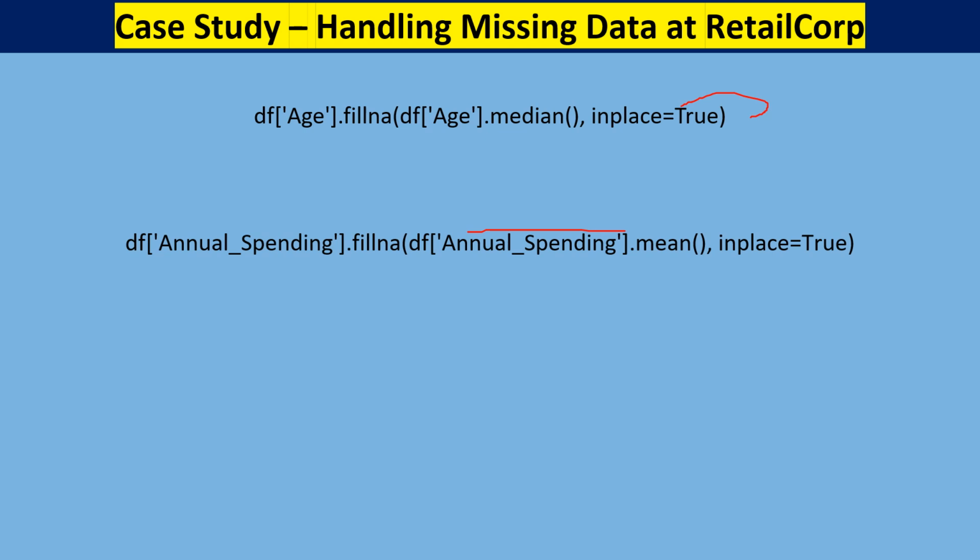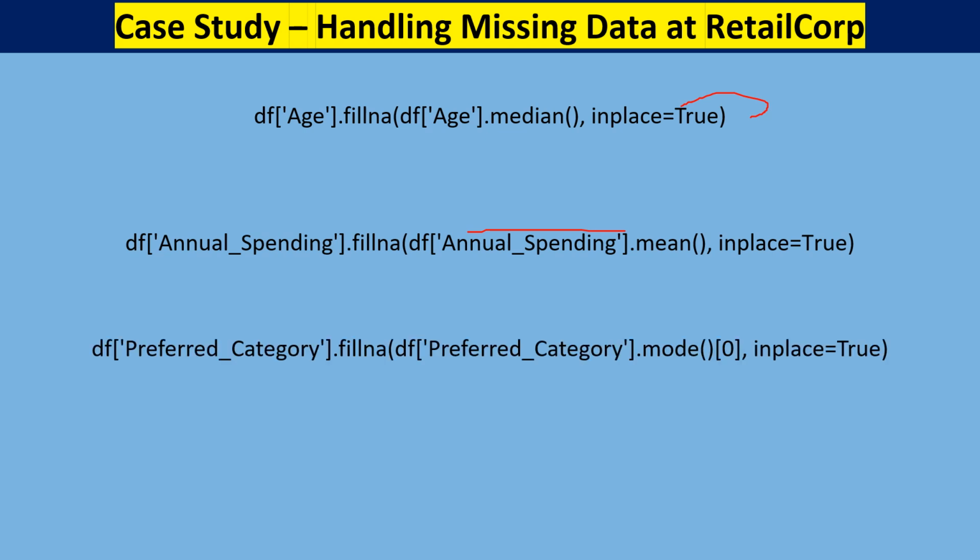Now we fill the missing values in the preferred category with the most frequent value, the mode. Mode is chosen for category data because it represents the most frequently occurring value. In this case, if electronics appears most frequently, we assume missing values also belong to electronics. This helps maintain consistency in category classification. And display the dataset after handling missing values.